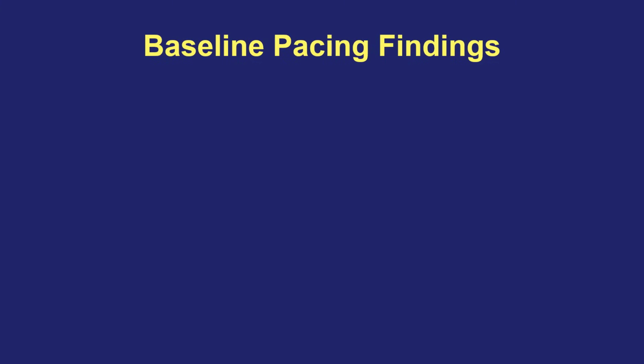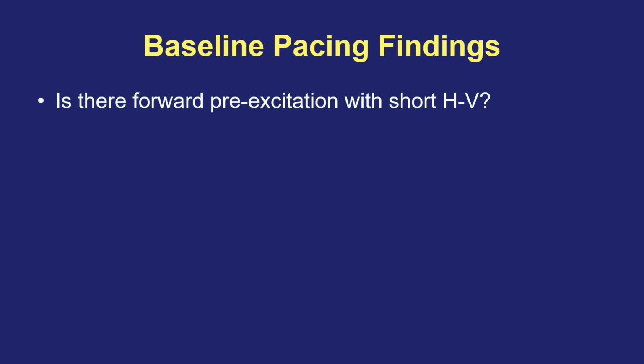When you bring the patient to the EP lab in sinus rhythm, you put up catheters and you do baseline pacing to figure out how the heart is wired. You first look for evidence of pre-excitation in the forward direction with a short HV interval. If you're borderline or there's a question, you can give adenosine to block the AV node. You can pace faster in the atrium. You can pace the left atrium, perhaps closer to an accessory pathway, to bring out a delta wave and pre-excitation.